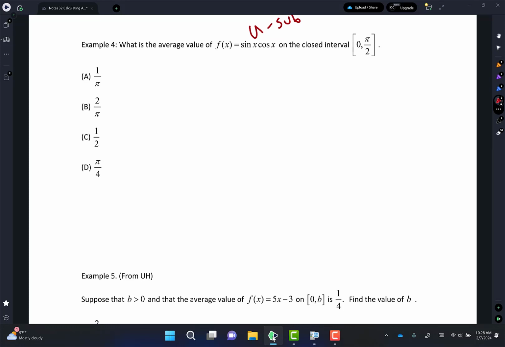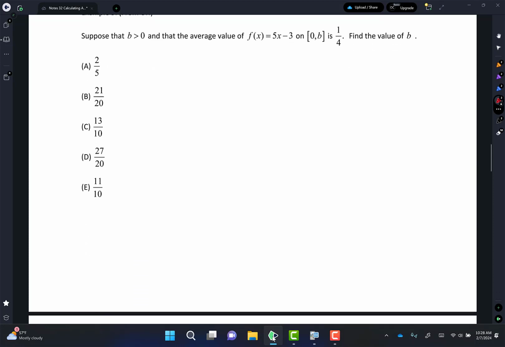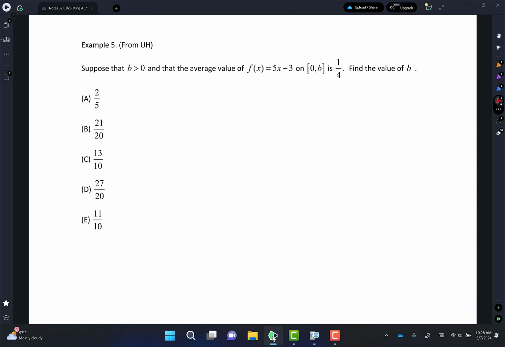What's coming up next? All right, here we go. This one is coming from UH. Good thing I put it in there. You guys ready? We're going to go slow. Suppose that b is greater than 0, so I have a positive number, and the average value of f of x equals 5x minus 3 on 0 to b is 1/4. Find the value of b.